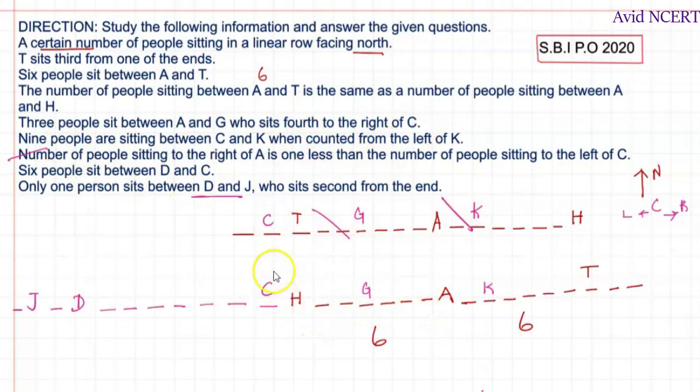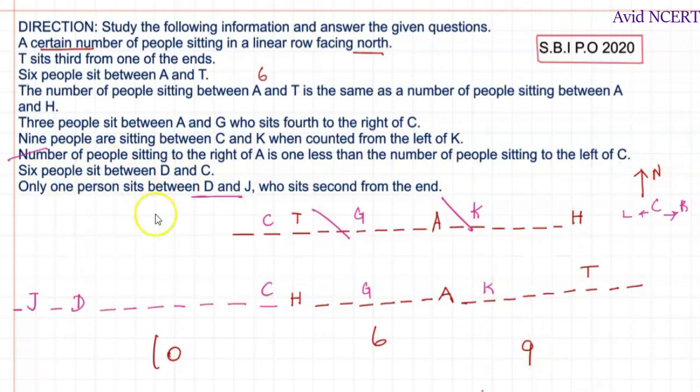Who sits fourth to the right of C? First, second, third, fourth. So G is sitting fourth to the right of C. 9 people are sitting between C and K when counted from the left: 1, 2, 3, 4, 5, 6, 7, 8, 9. And the number of people sitting to the right of A is 1 less than the number of people sitting to the left of C. So the number of people sitting to the left of C is 1, 2, 3, 4, 5, 6, 7, 8, 9, 10. So here it is 10, which means to the right it should be 9: 1, 2, 3, 4, 5, 6, 7, 8, 9. So here it is 9.